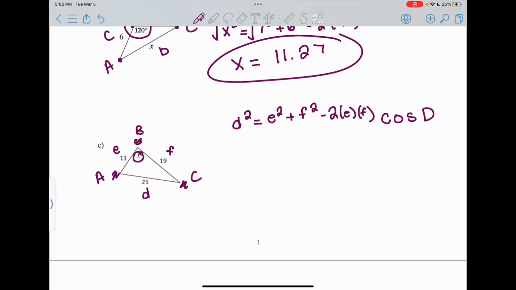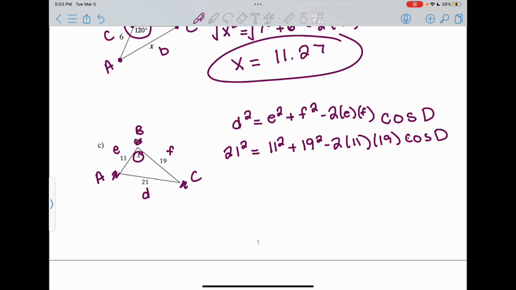I'm now going to go ahead and plug in all my values. So little d is 21, little e is 11, little f is 19, and we are missing angle D.